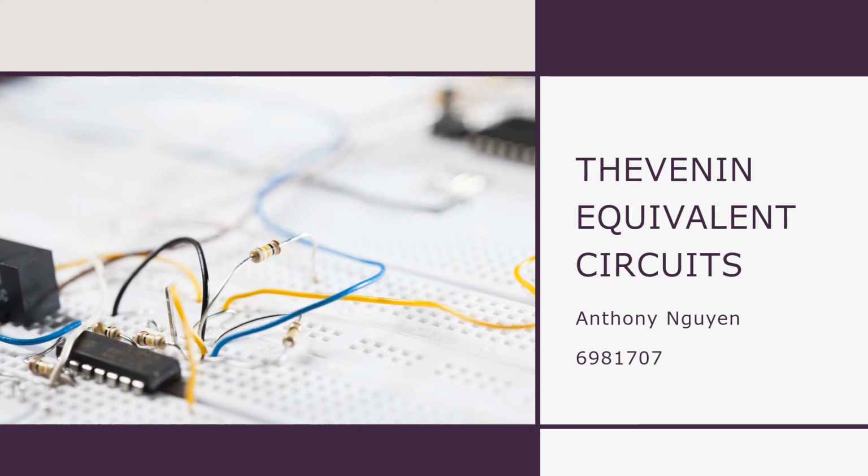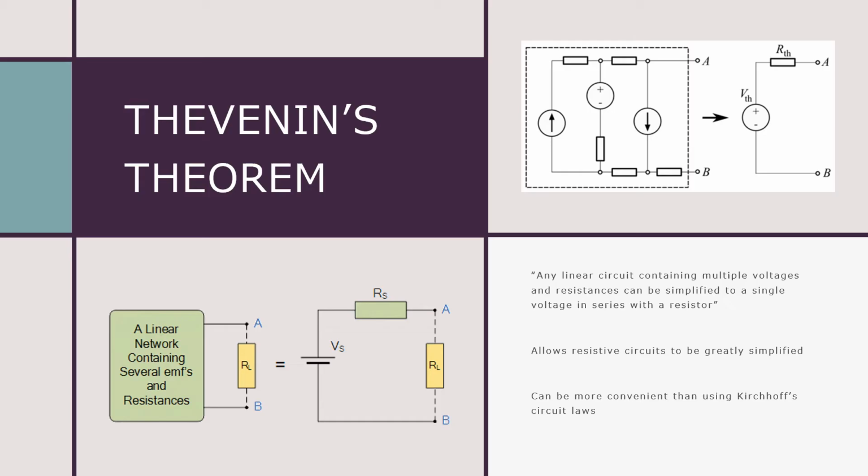Today we're going to be talking about Thevenin equivalent circuits. So, what is a Thevenin equivalent circuit? Well, it's defined by Thevenin's theorem, which is a method for simplifying a circuit to an equivalent form. Basically, it states that any linear circuit containing multiple voltage sources or current sources and resistors can be simplified to a single voltage source in series with a resistor.